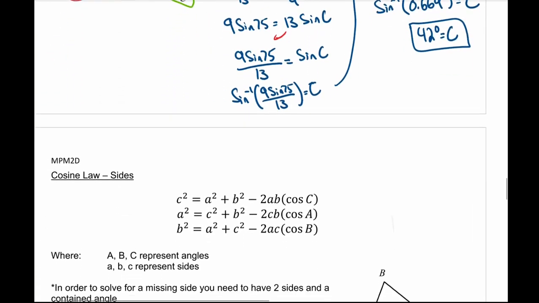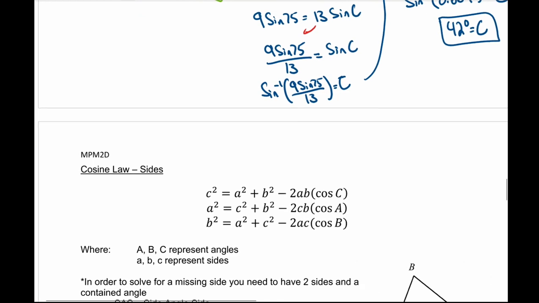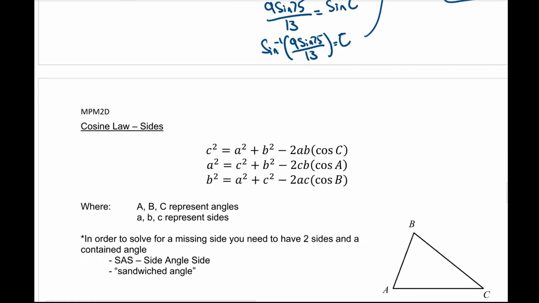Moving on from the sine law, the other law would be the cosine law. So again, we're still dealing with non-right angle triangles. Now for the cosine law, this does change depending on what side you're going through. We did talk about this in the lesson, so please go back and review that if needed.